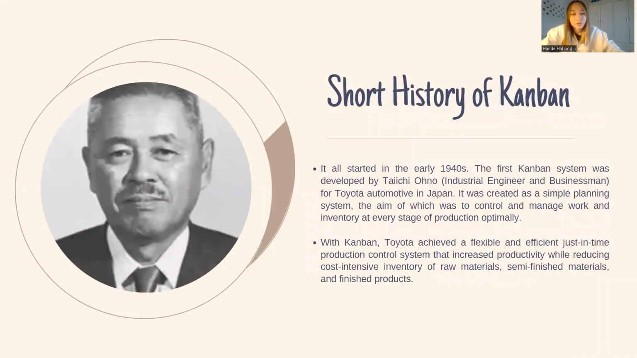First, I would like to start with a short history of Kanban. It all started in the early 1940s, and Taiichi Ohno, who is an industrial engineer and a businessman, created the first Kanban system for Toyota in Japan. It was developed as a straightforward planning tool, and the goal was to effectively control and manage the work and inventories at each step of manufacturing.